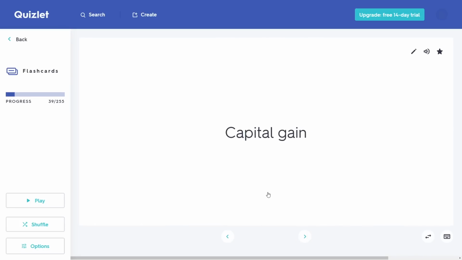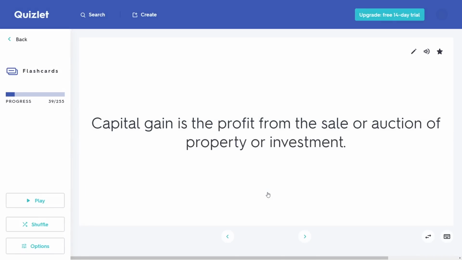Okay. Oh, looks like we're into the C terms now. Okay, capital gain. All right, I'm going to give you guys an opportunity to think this one over. Okay, did you guys figure this one out? If you guys have an investing background, you should be familiar with this term. This is the profit from the sale or auction of property or investment.